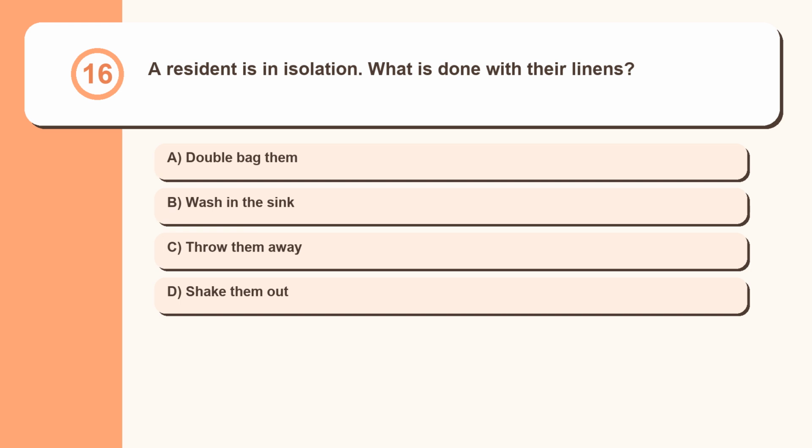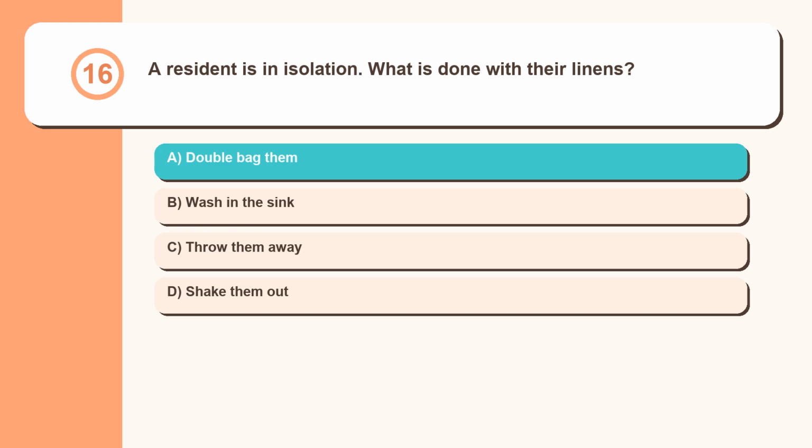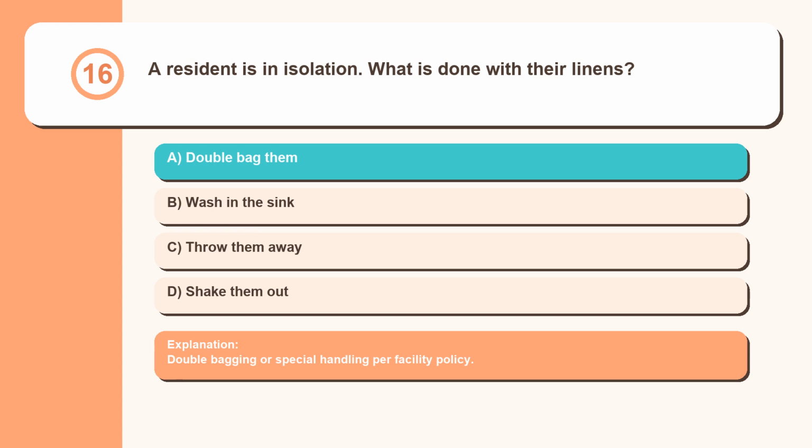Question 16. A resident is in isolation. What is done with their linens? Double bag them. Wash in the sink. Throw them away. Shake them out. Double bagging or special handling per facility policy.